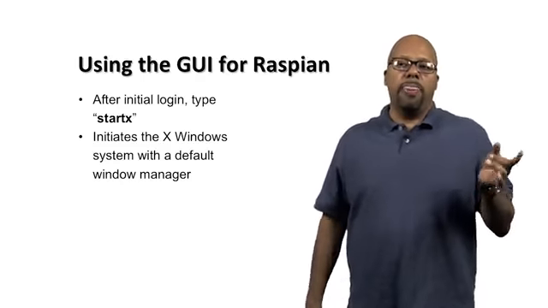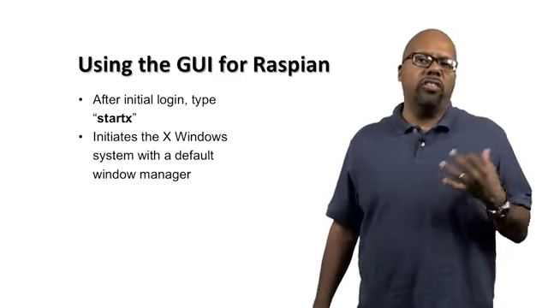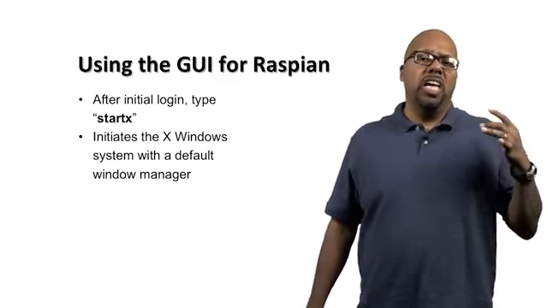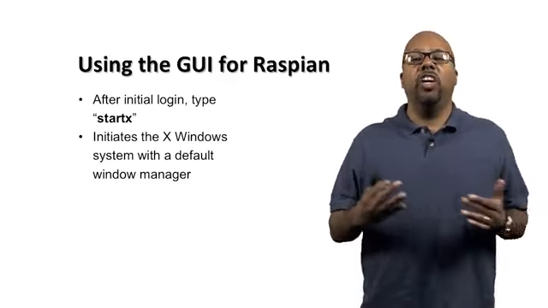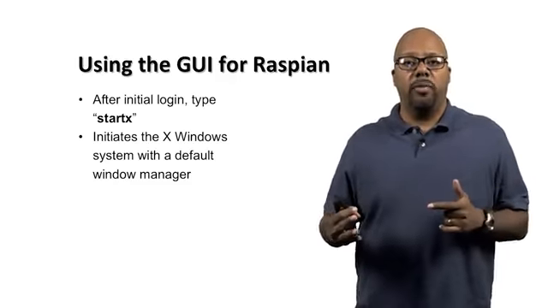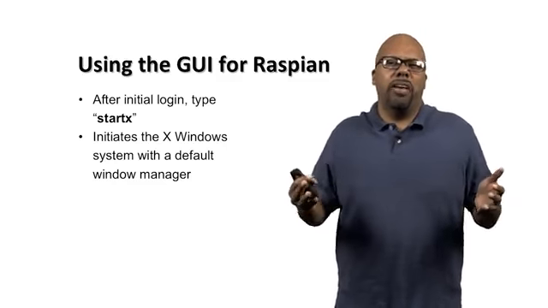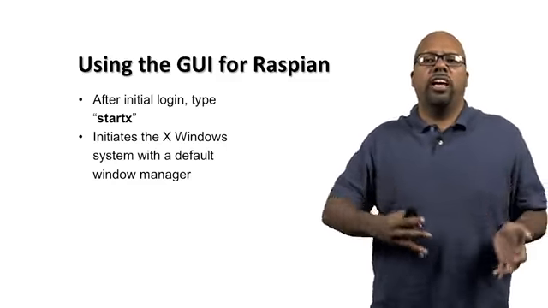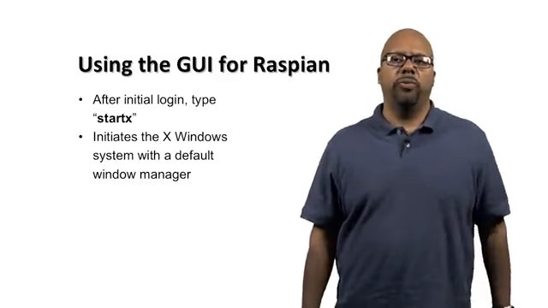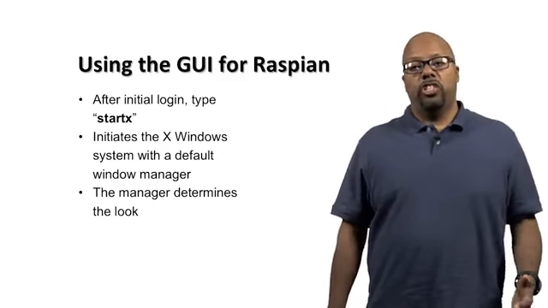So you only use startx to start the windowing system if you haven't configured Raspbian to go to the desktop, right? Which I recommend. But if you didn't, then you can do startx and start the graphic user interface too. The manager determines the look.